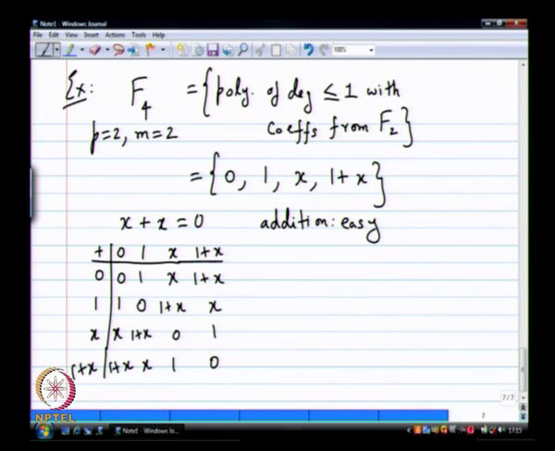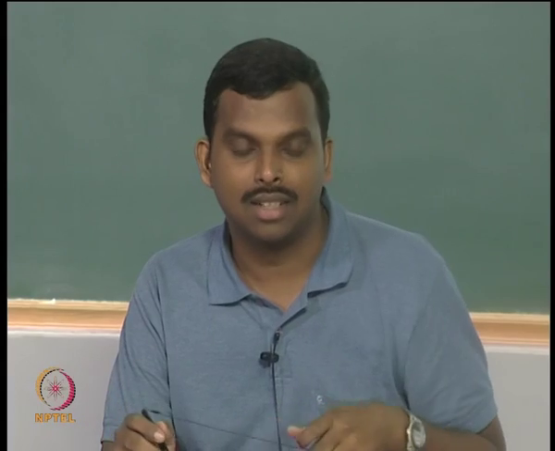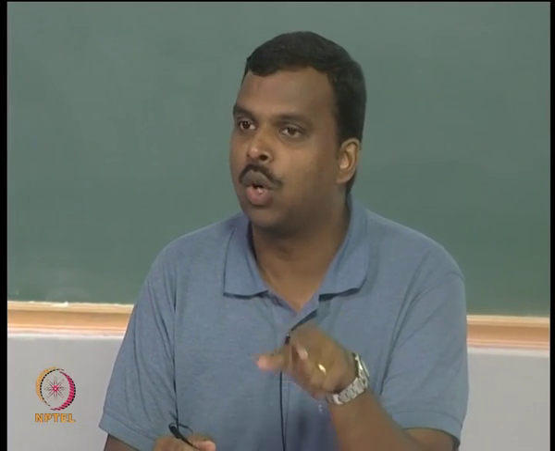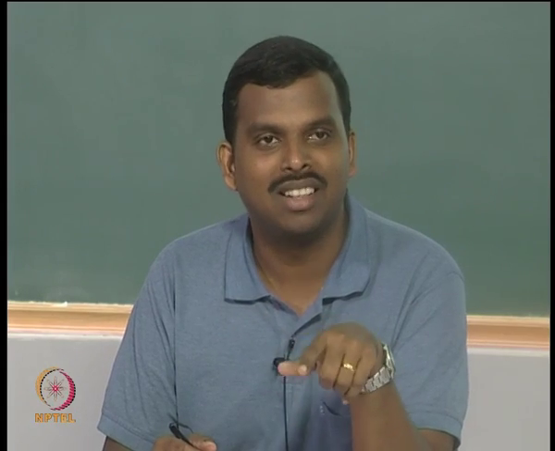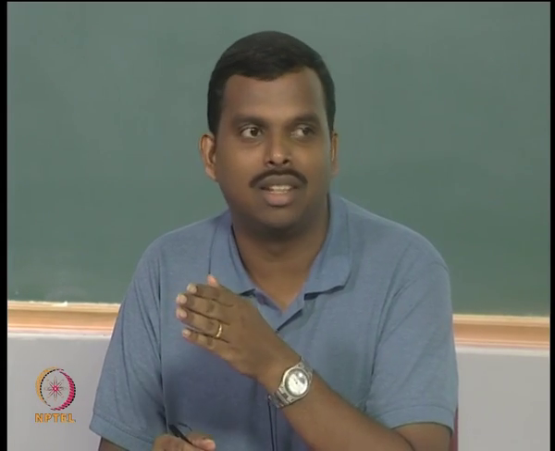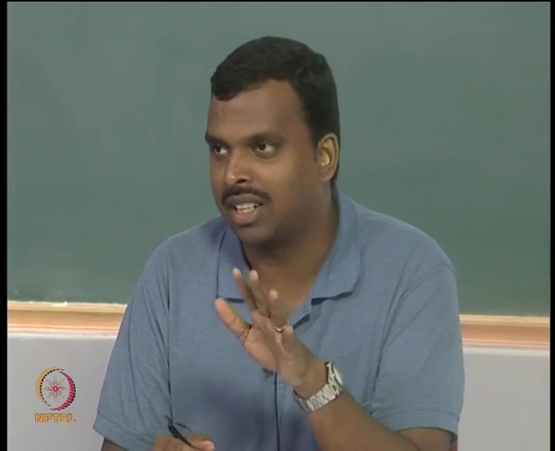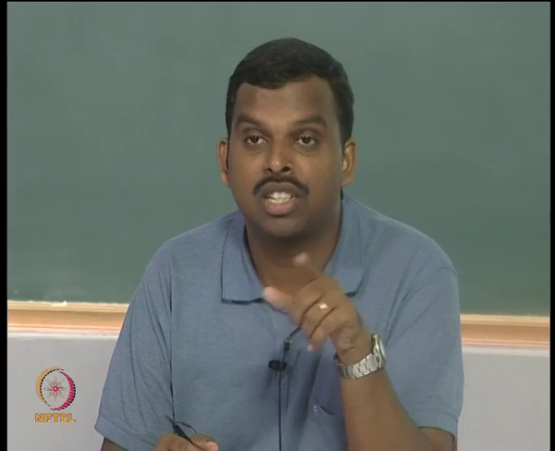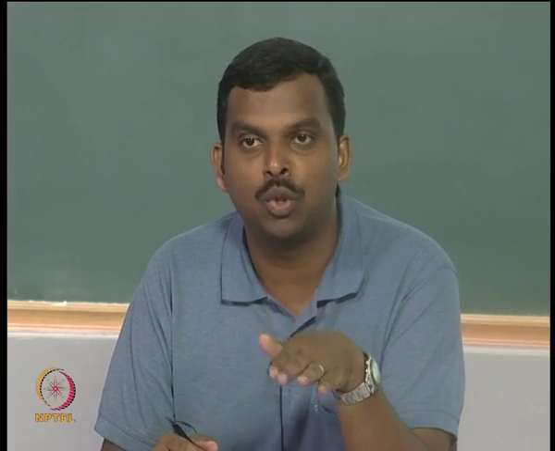Okay, is that clear? We say F4 means the elements are not from 0 to 3, but they are 0, 1, x and 1 plus x. So for instance, F2 is 0, 1, F3 is 0, 1, 2. Shouldn't F4 be 0, 1, 2, 3? That's not correct. That's not defined. That will not be a field. Why will that not be a field? For instance, 2 does not have an inverse if you do mod 4.